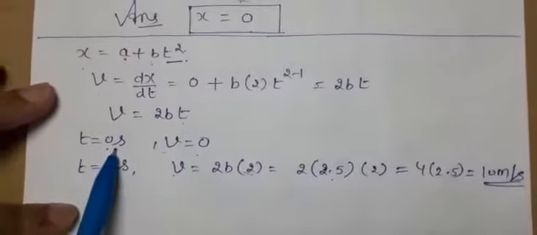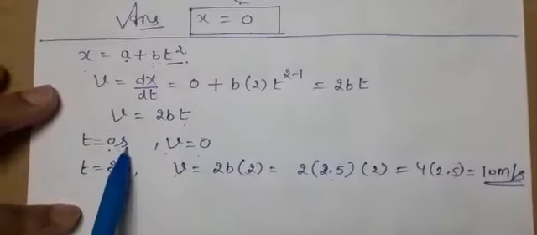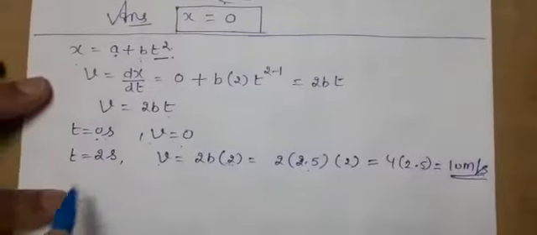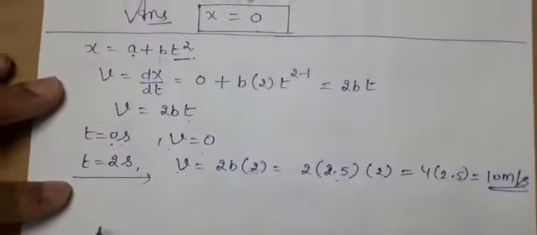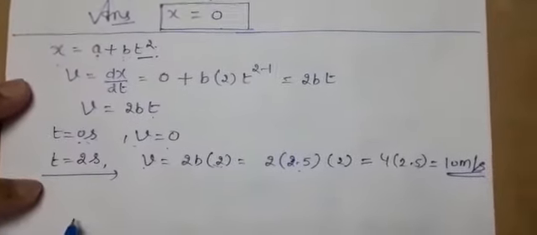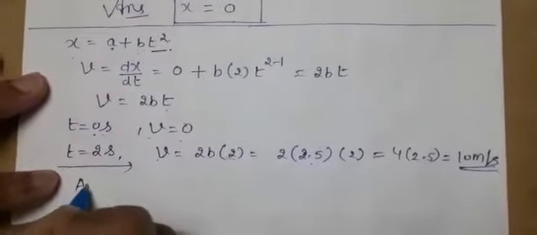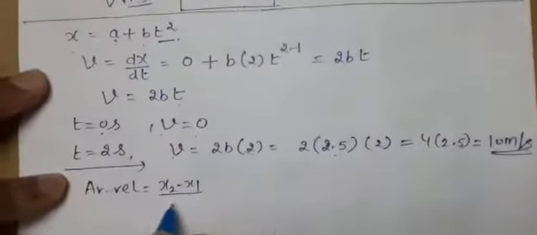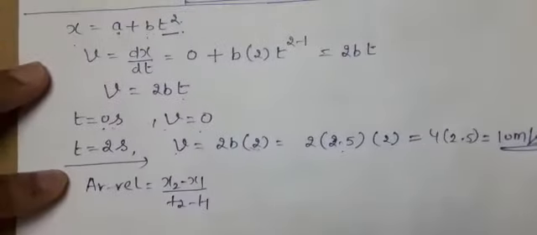Now substitute the time at 0 seconds and 2 seconds. So you have obtained instantaneous velocity. But another part which has been asked: what is average velocity? See, average velocity is x2 minus x1 upon t2 minus t1.